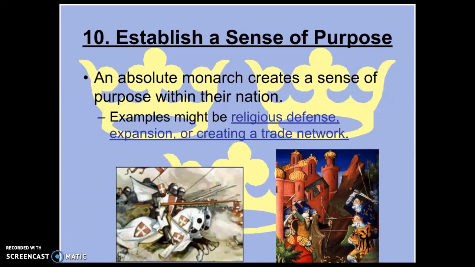All right, 10 is to establish a sense of purpose. And that means an absolute monarch creates a sense of purpose within their nation. Examples of that could be religious defense, expansion, or creating a trade network.